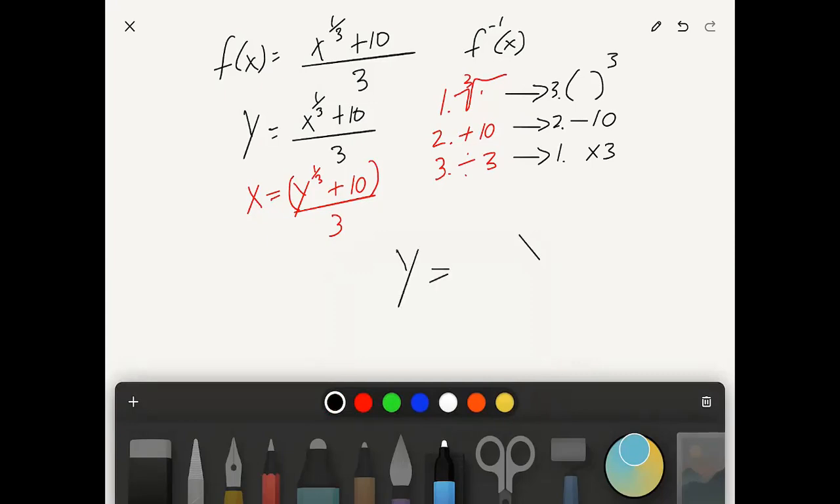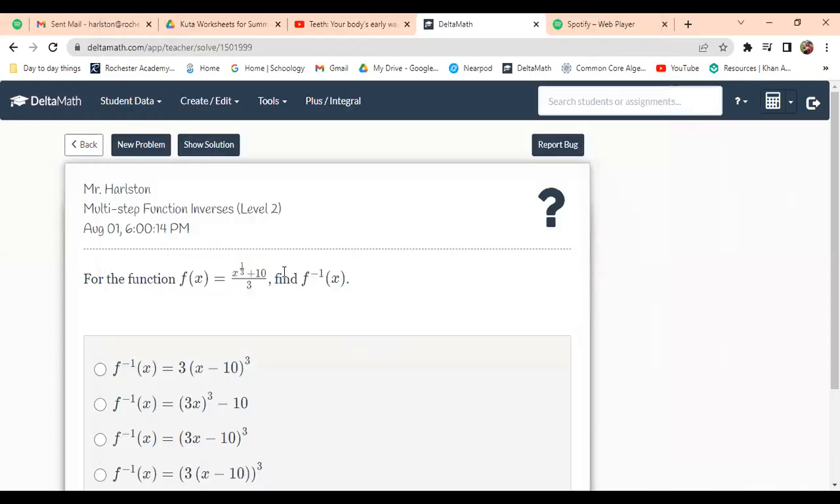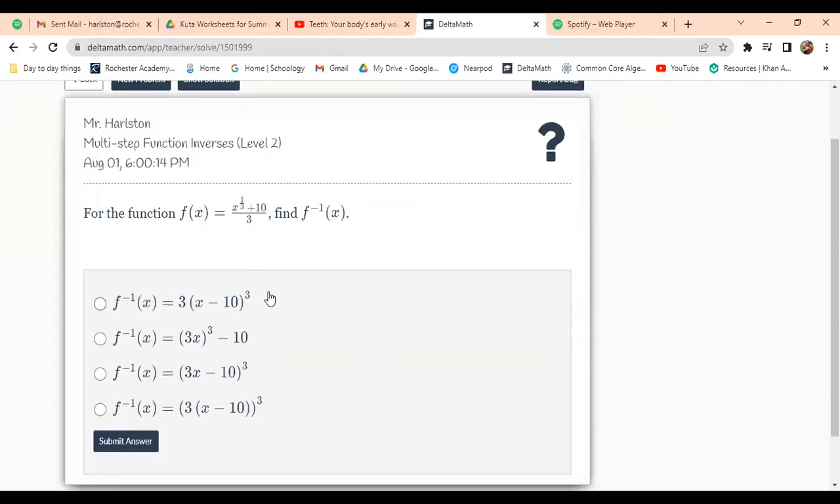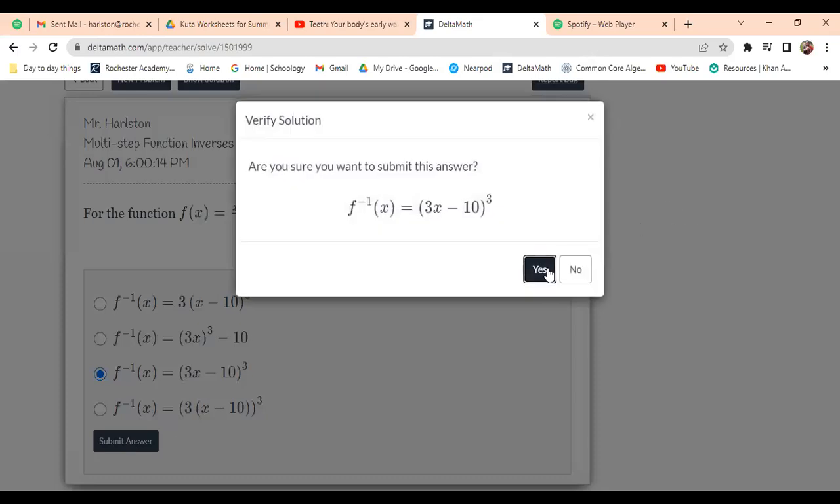Y equals x multiplied by 3, subtract 10, and then cube it, the entire thing, and that's your inverse function. Okay, so now that we've done that, let's see what the choices are. I have 3x minus 10 raised to the 3rd power, so it would be the 3rd choice. Submit it. Let's see what it says.